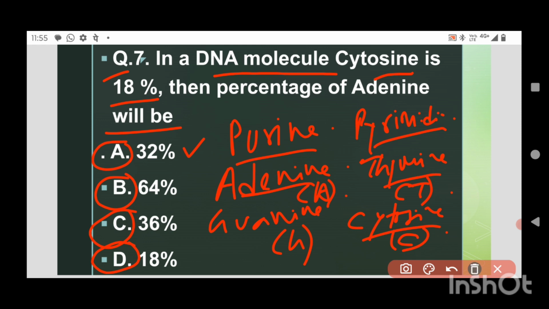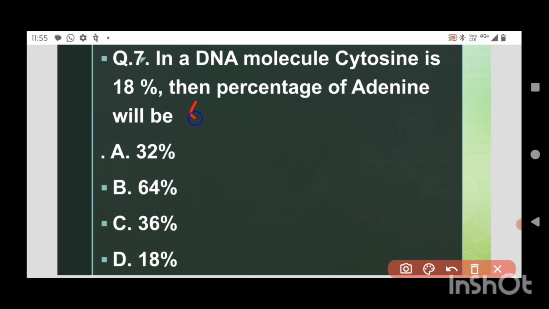So in the DNA molecule, in its double helical structure, between one strand of DNA and the other strand of DNA, pairing always happens between a purine and a pyrimidine base. A always pairs with T, adenine always pairs with thymine by 2 hydrogen bonds, and guanine always pairs with cytosine with triple hydrogen bonds.